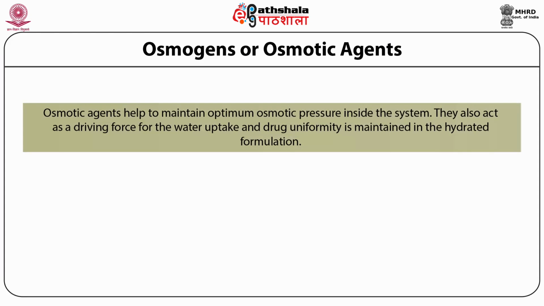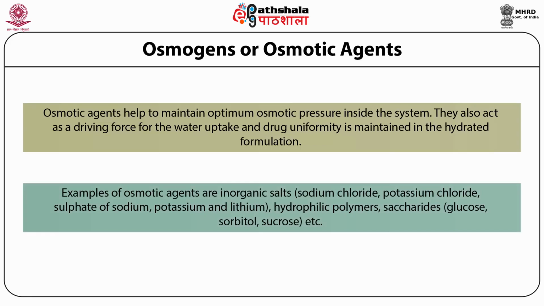Osmotic agents help in maintaining optimum osmotic pressure inside the system. So they act as a driving force for water uptake, and drug uniformity is maintained in the hydrated formulation. After absorbing the water, when the water comes inside, they get solubilized. After getting solubilized, they create osmotic pressure, and this osmotic pressure helps in pushing out the drug which is solubilized in the aqueous phase. As I told you, every salt can be an osmogen: sodium chloride, potassium chloride, sulfate of sodium, potassium and lithium.